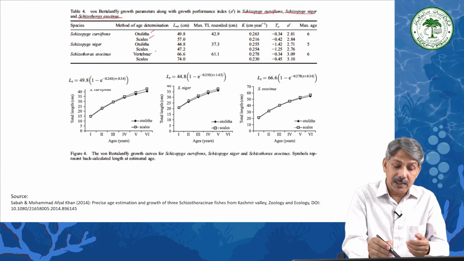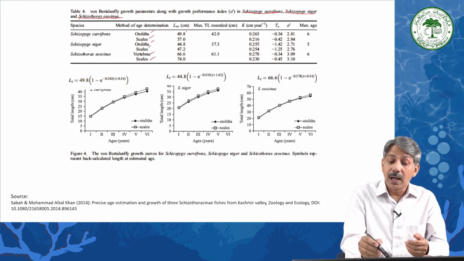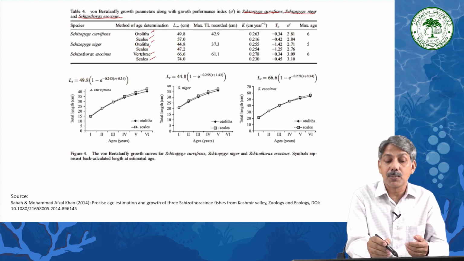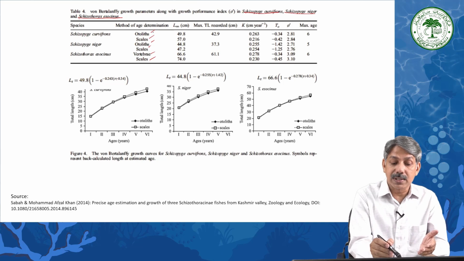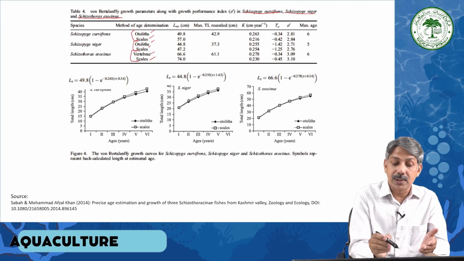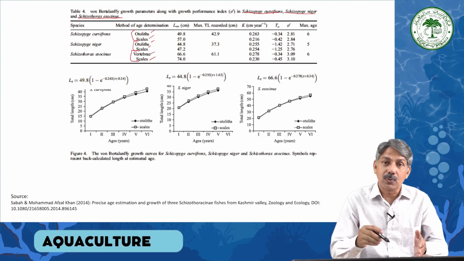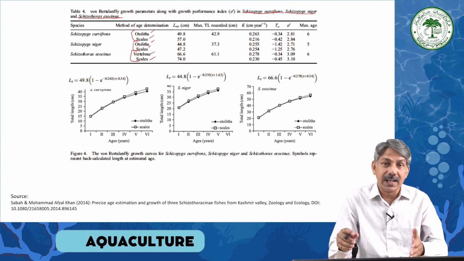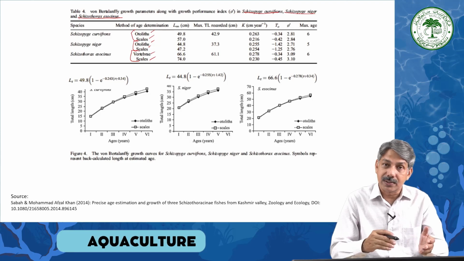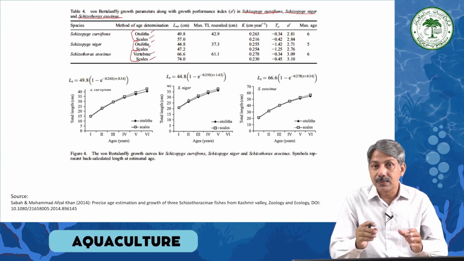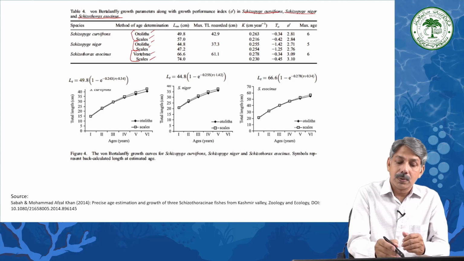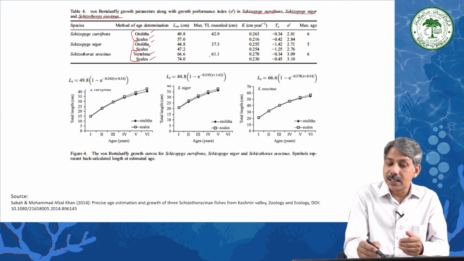and in one case vertebrae and scales, and we calculated L infinity with the data provided by, for example, for one species otolith and scales, another species again otolith and scales, and the third species vertebrae and scales, depending on which structure was giving the most suitable age reading. I told you in my earlier lecture that by comparing the age data from different aging structures, we decide which aging structures we should use for assessing the fish age. So accordingly, we have taken this, and then L infinity was calculated.